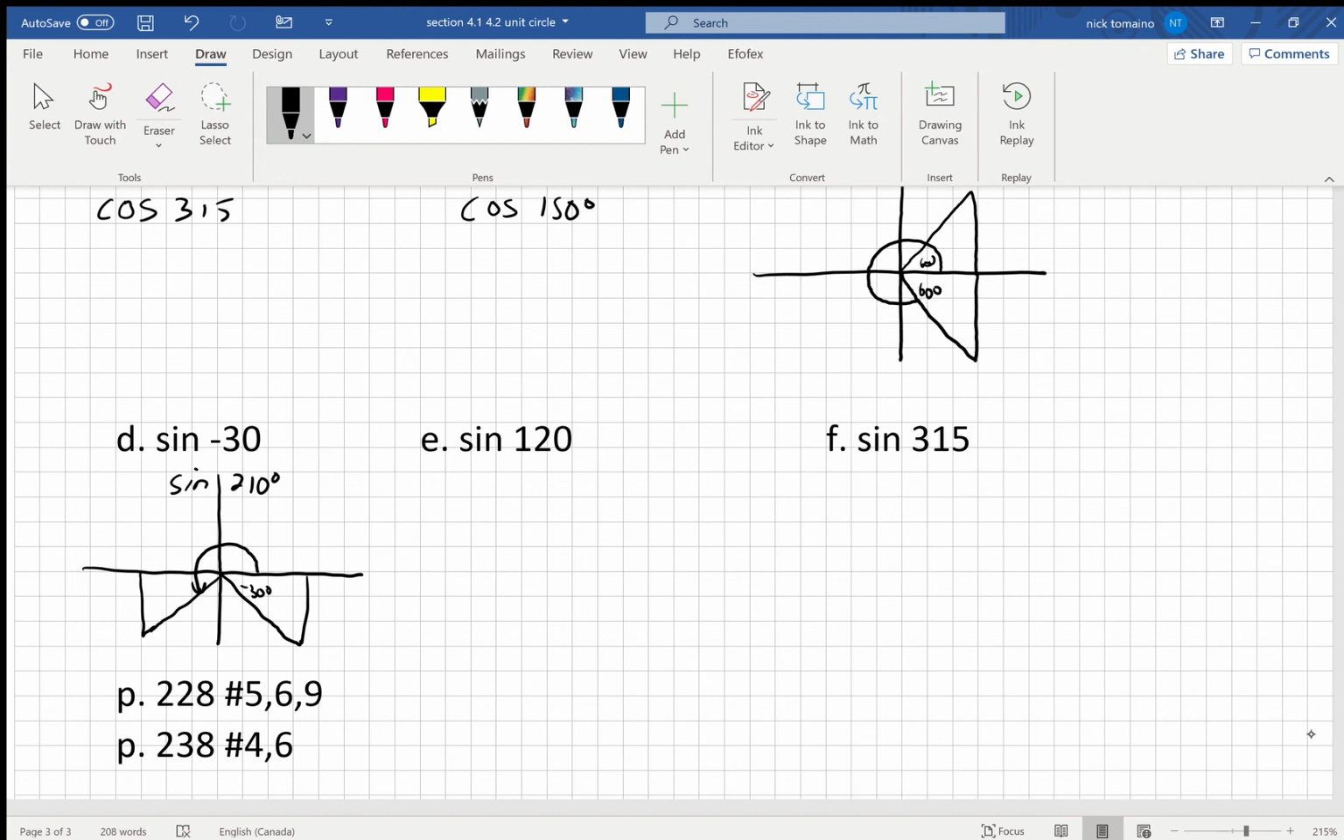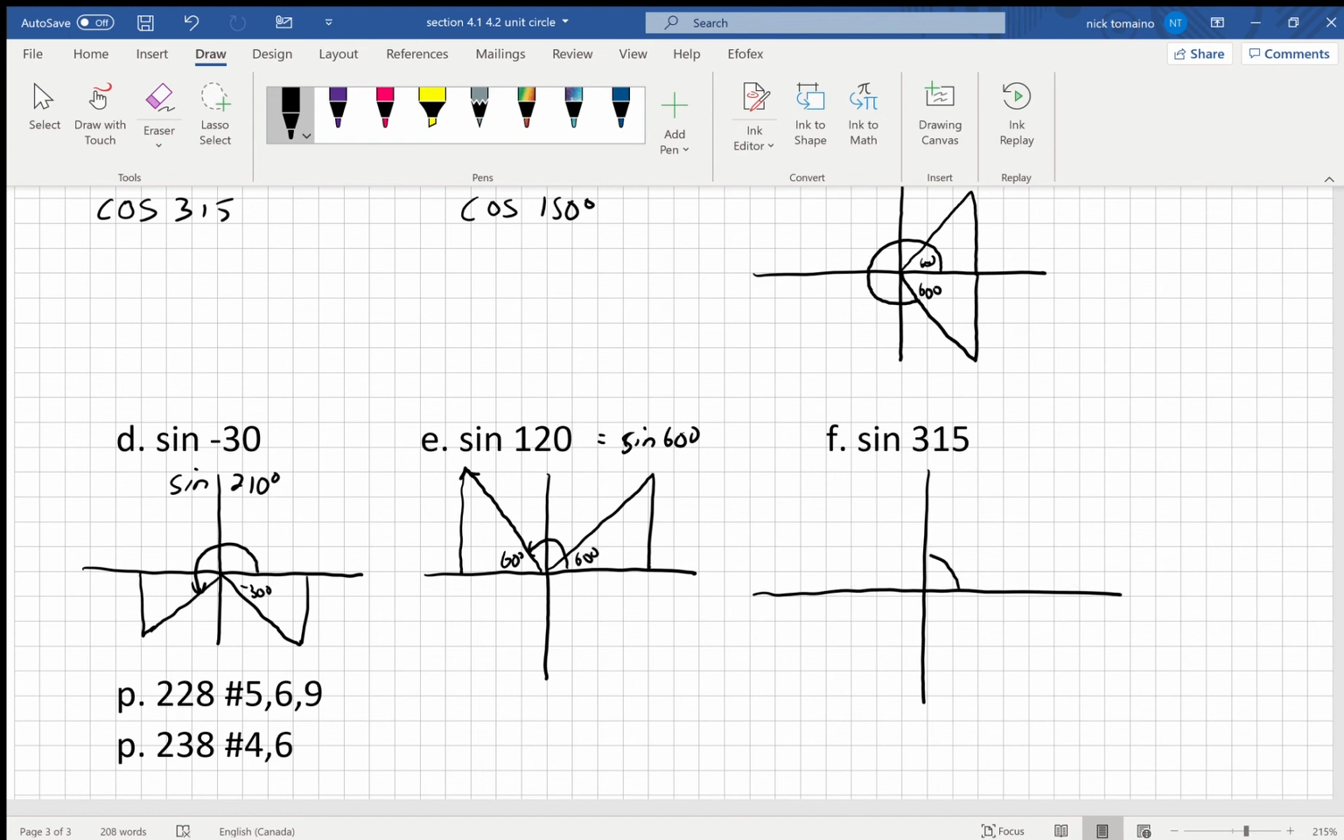Sine of 120. Okay, we're going to draw a picture. 120, you rotate, that's 90, so we'll go right there. Which means that the related acute angle, which is the angle to the x-axis, is 60. And sine is positive. And then which other quadrant is sine positive? In quadrant 1. So that's 60 there. So that means that sine of 120, from there to there, is equal to sine of 60.